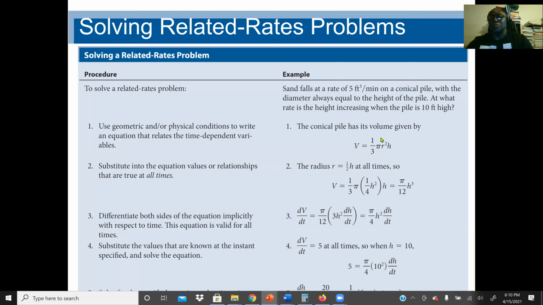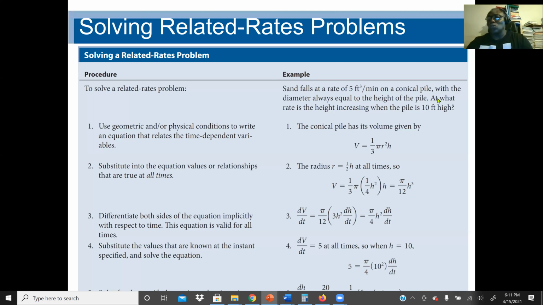This is the formula. Now, in most of our questions, the formula will be given in the question. Next, we're going to substitute into the equation values or relationships that are true at all times. Based on the condition given here, we can say that the radius r is half the height at all times. So r equals half h at all times. So what I'm going to do, I can substitute the r with the h formula. So r squared will be half h squared.